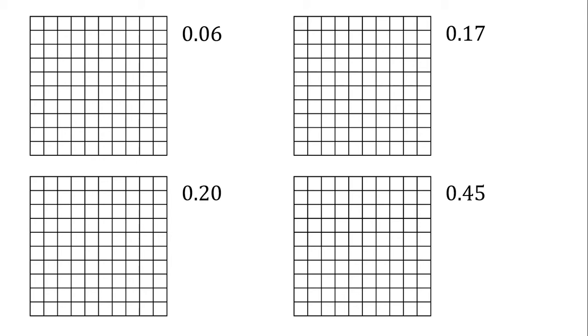So, what I'm going to ask you to do once you've finished printing out your 100th grids, or drawing them, is to color in the correct portion of the grid based on the decimal that you see. So for example, for the first one, 0.06, that's how much you need to color in for the grid. Okay, press pause to try that out, and then press play to check your answers.